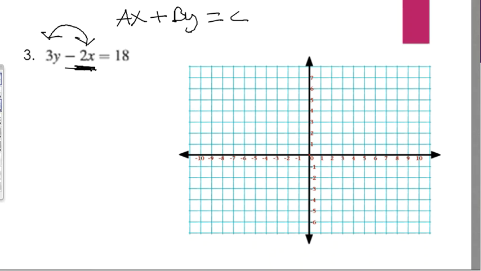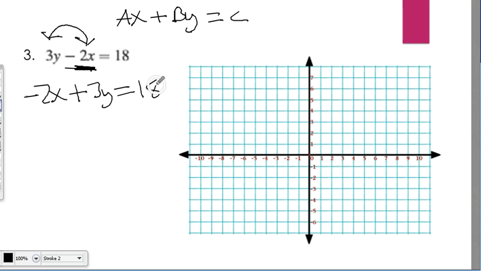Okay, so let me review the steps. The first one is to put this equation into standard form. Because there's a negative sign in front of this, or a subtraction sign, it makes it a negative. So when we rearrange these terms so that we've got the x term and the y term equal to the constant, we have to make sure that we keep that negative sign with the 2x.